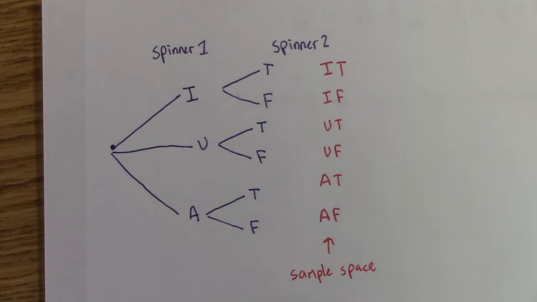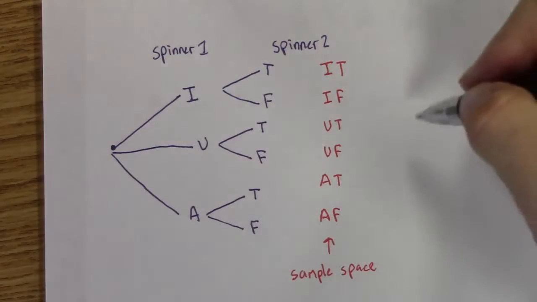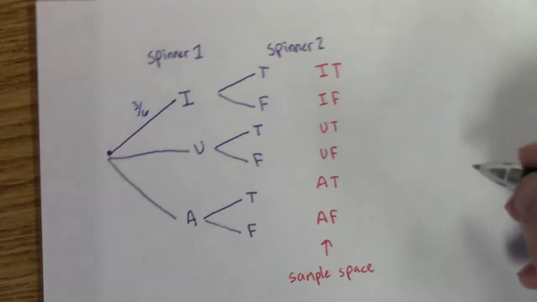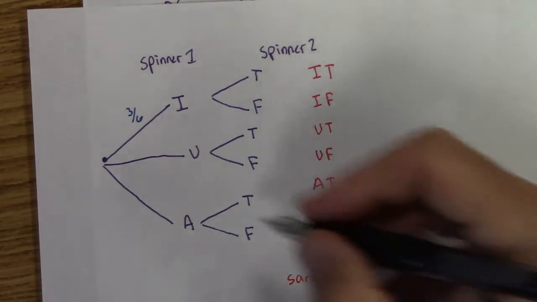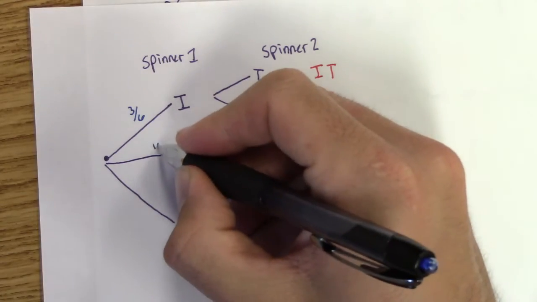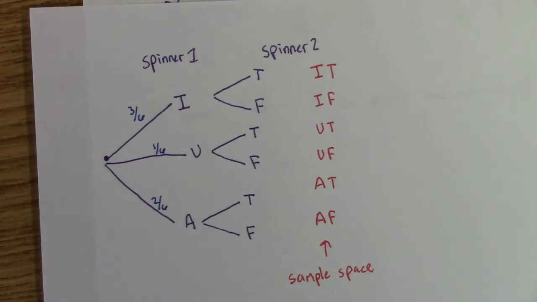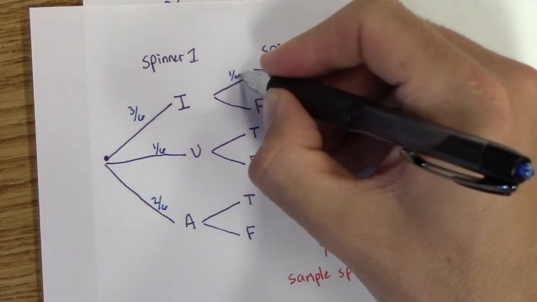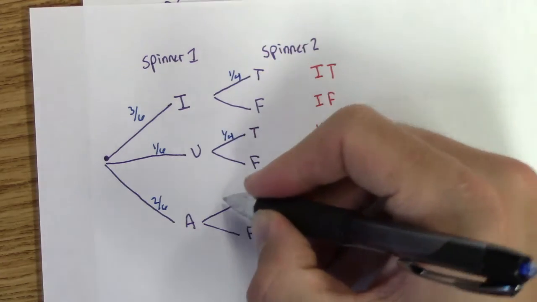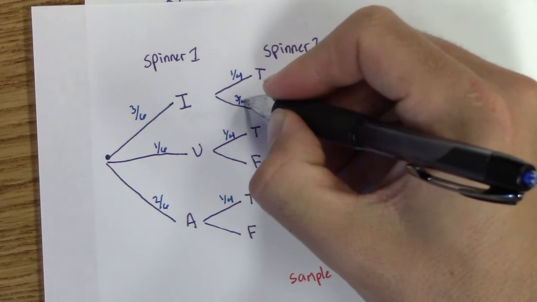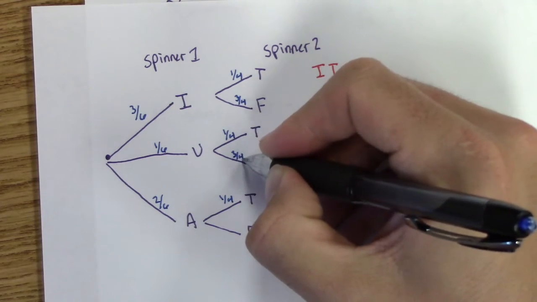All we do is write them on the legs. So for example, I, U, and A. For I, I had a 3/6 chance. For U, I had a 1/6 chance. And for A, I had a 2/6 chance. T was 1/4, and it was always 1/4. And F was 3/4, and it was always 3/4.